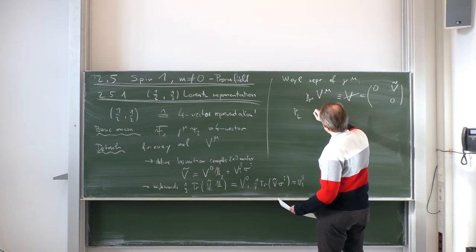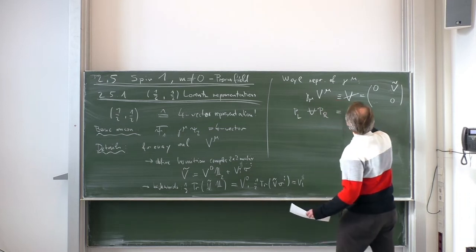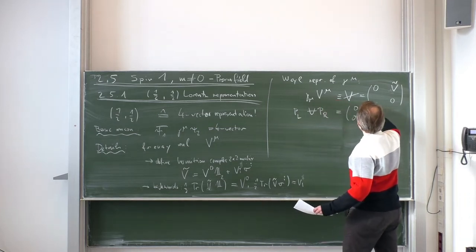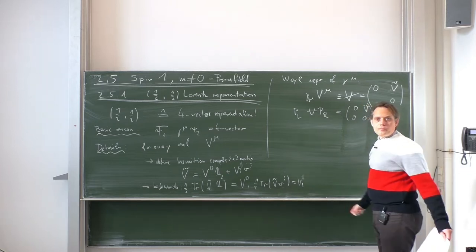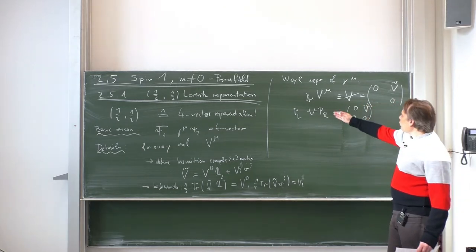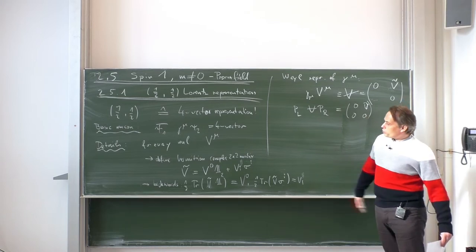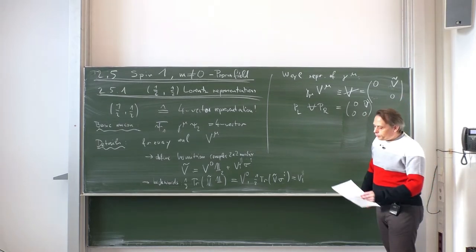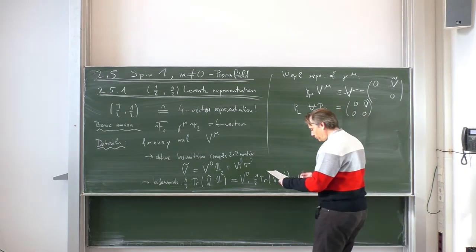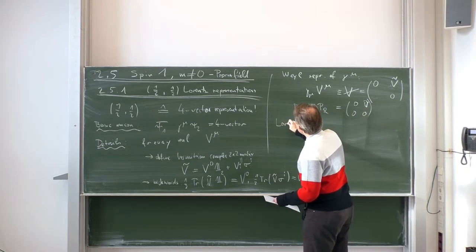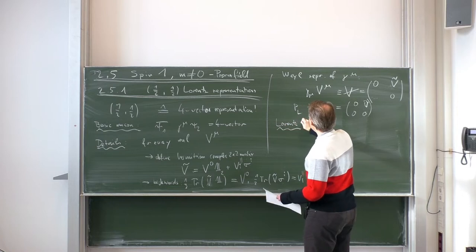And so if we want to single out that here, then we can take, for example, P left times V slash times P right, and then we just isolate exactly that V tilde. Okay? And so we can isolate this Hermitian 2x2 matrix, which is equivalent to our four vector V mu. And then we can study the Lorentz transformation properties of that.